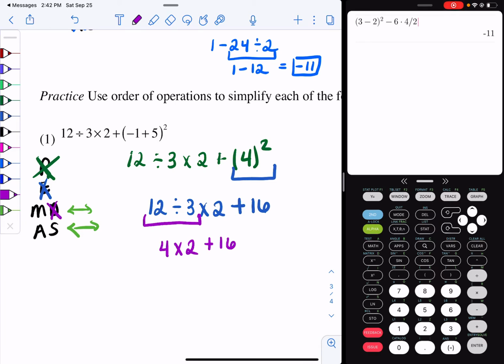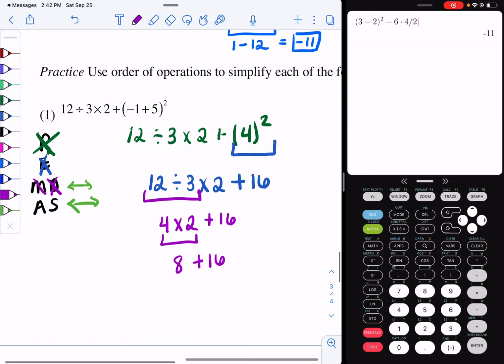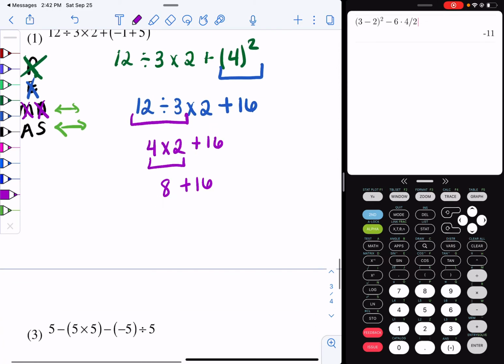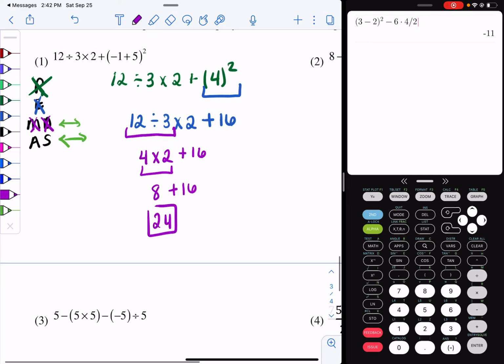Now I have to ask myself, do I have multiplication? And I do. 4 times 2 is 8. And now I do my 8 plus 16. 8 plus 16 is 24. And that is your final answer. We're going to type that on our calculator just to see what we get. 12 divided by 3 times 2 plus -1 plus 5 squared. And I get 24.